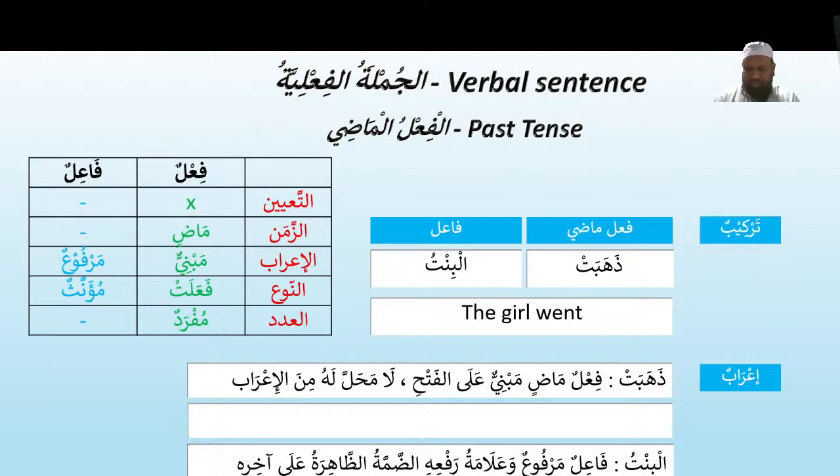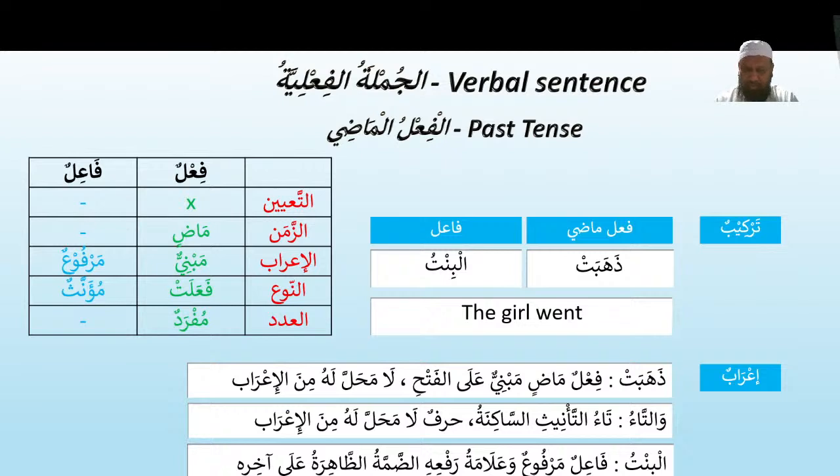Sorry, I missed it. Should have done that first. Okay. والتاء تاء التأنيث الساكنة. This ta, we call it تاء التأنيث, the ta of femininity, and it is sakin. It is a harf. Harfun. That's how we mention it, okay? والتاء تاء التأنيث الساكنة حرف لا محل له من الإعراب.